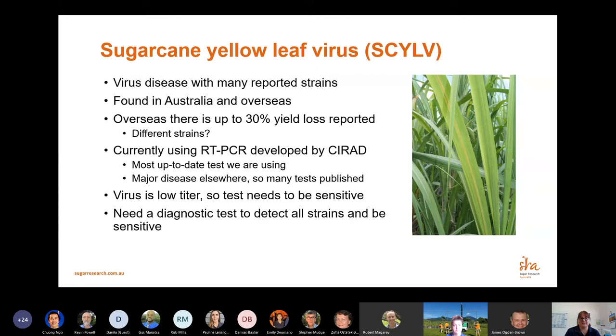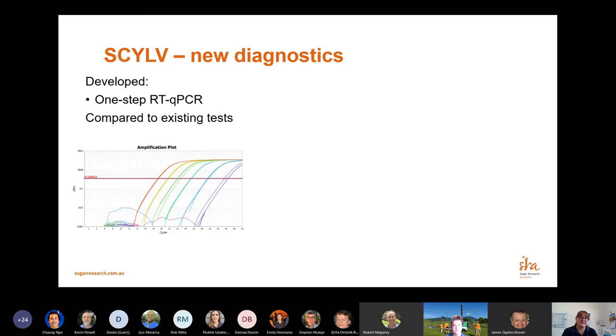So as I said, like leaf scald, this has got many tests published and many unpublished tests that we also were able to get to have a look at. We did develop a one-step RT-qPCR. We compared this to our existing tests. We had two sets of really good-looking primers, and one of them we had to get rid of, and I'll just come to that in a minute.